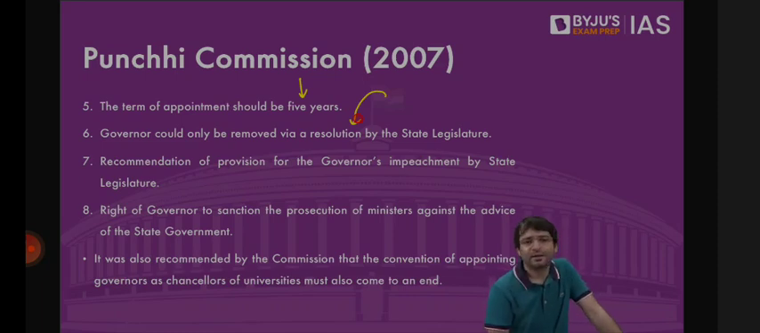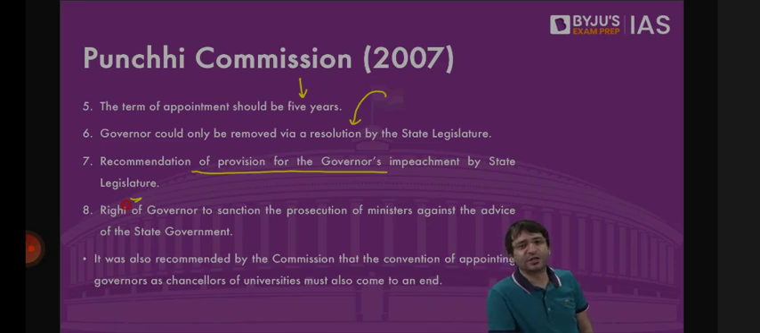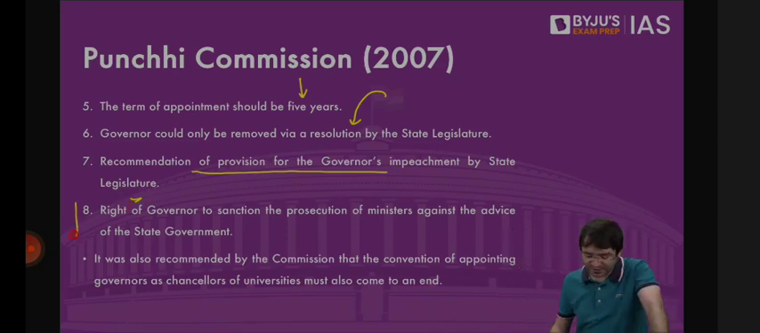State legislature, if they pass a resolution, they should call for the removal of the governor. Just like if the president of India has violated the constitution, both houses of the parliament pass a resolution to impeach the president. In the same fashion, state legislature should have the option of passing a resolution saying, please remove the governor, recall the governor, or recommendation of a provision for governor's impeachment by the state legislature. State legislature should pass a resolution telling the parliament, please impeach the governor, just like you impeach the president. The right of governor to sanction the prosecution of ministers against the advice of state government, this shall continue.